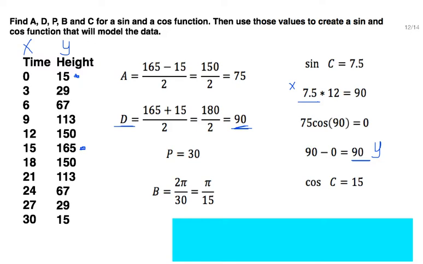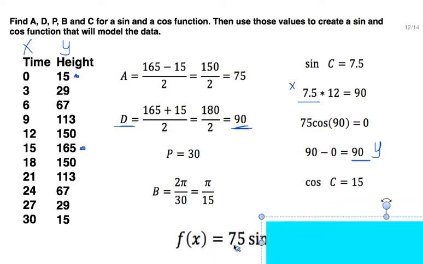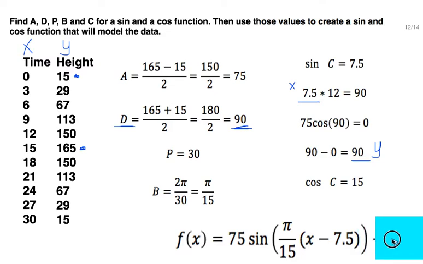Now, once I have my a, my b, my c, and my d value, I can go ahead and plug in the equations. Okay, so my a value is 75, so for my sine function, it's going to be 75 times sine of my b value, which is pi over 15, times x minus my c value, which is 7.5, in double parentheses, and then plus my d value, which is 90.